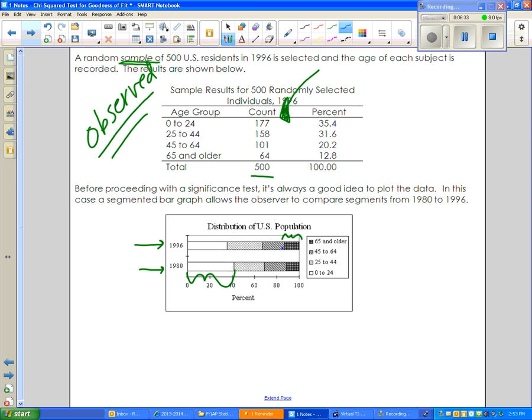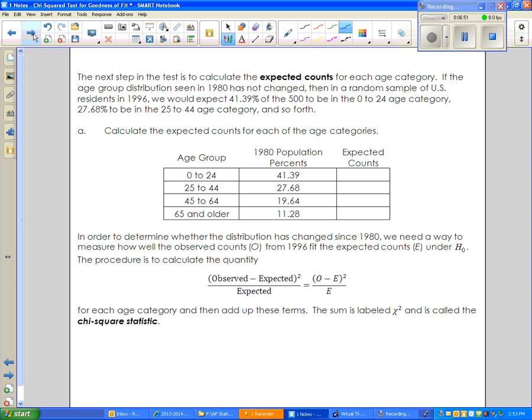My board isn't calibrated, but that's not working at all. Anyway, it does look like there is a slight difference in the proportion of individuals that are over the age of 65. So what the Chi-Squared test will do is determine if that difference is actually significant, if it's something that is likely due to chance, or if it's due to the change in the distribution.